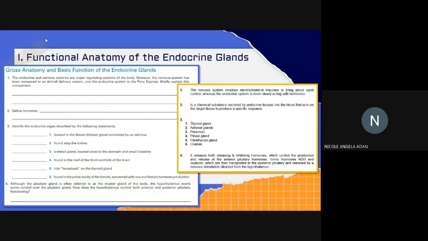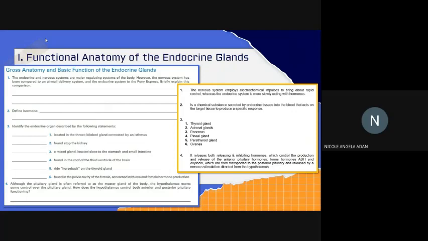Number 1. The endocrine and nervous systems are major regulating systems of the body. However, the nervous system has been compared to an airmail delivery system, and the endocrine system to the Pony Express. Briefly explain this comparison. So the nervous system employs electrochemical impulses to bring about rapid control, whereas the endocrine system is more slowly acting with hormones.